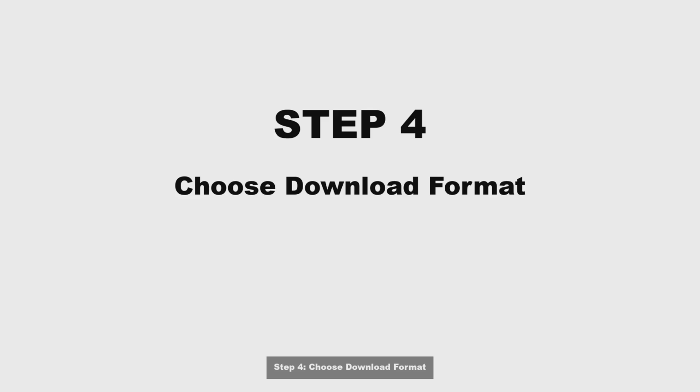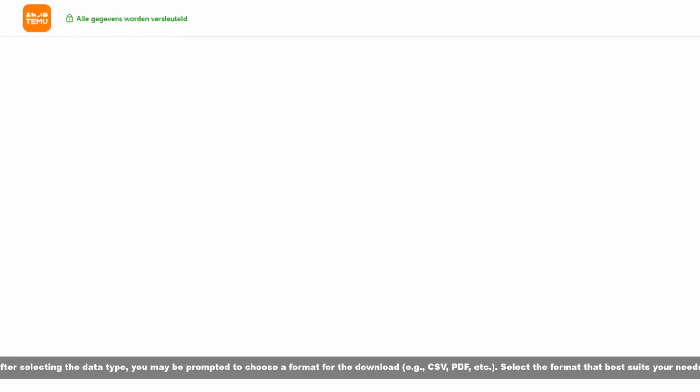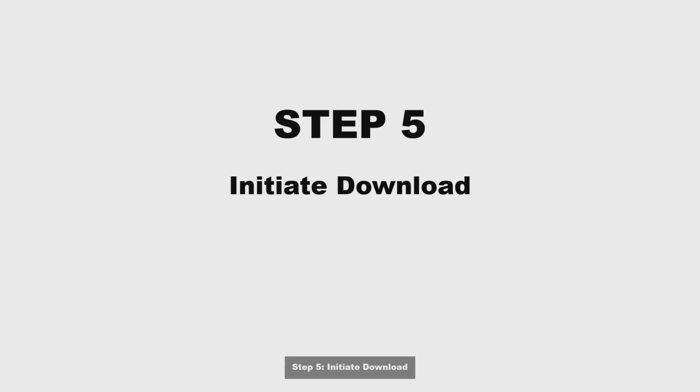Step 4. Choose Download Format. After selecting the data type, you may be prompted to choose a format for the download, e.g., CSV, PDF, etc. Select the format that best suits your needs.